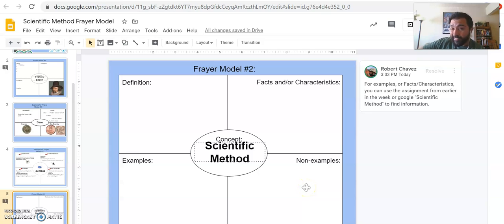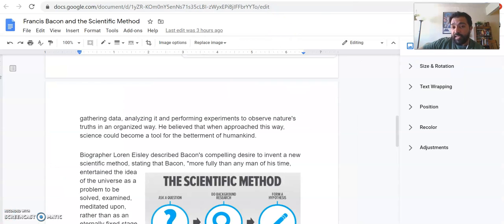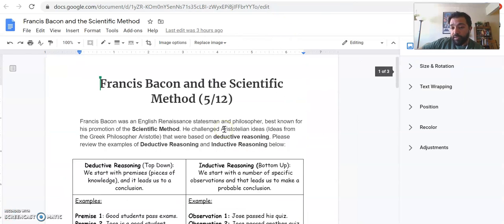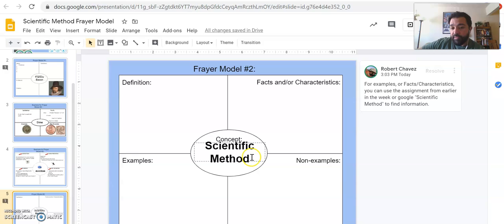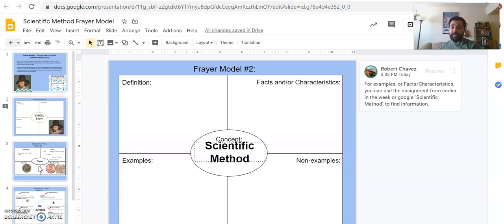Again, I'm not going to give you the answer here, but this assignment does describe things that are not scientific methods. Ways of thinking scientifically that are not the scientific method that we're talking about here. So you're going to do that and complete this Frayer model, and that would be it for the week.